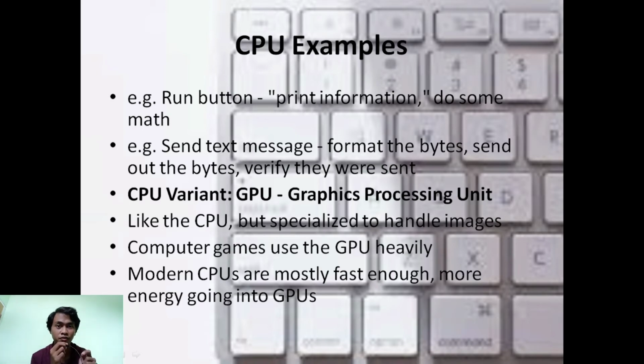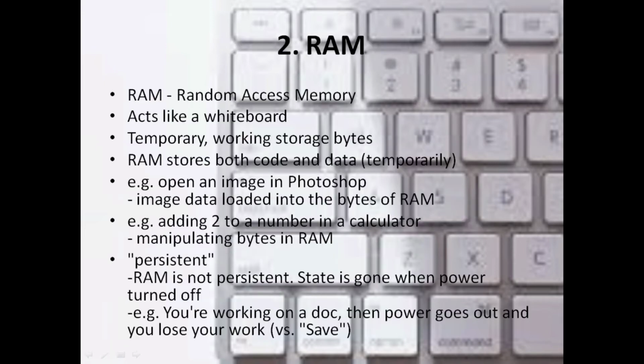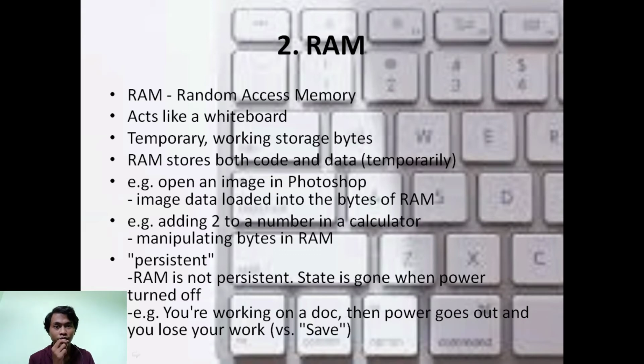CPU variant, GPU, graphics processing unit, like the CPU but specialized to handle images. Computers use the GPU heavily. Modern CPUs are mostly fast enough, so more energy is going into GPUs. Two, RAM. Random access memory. It's like a whiteboard. Temporary working storage of bytes. RAM stores both code and data temporarily.